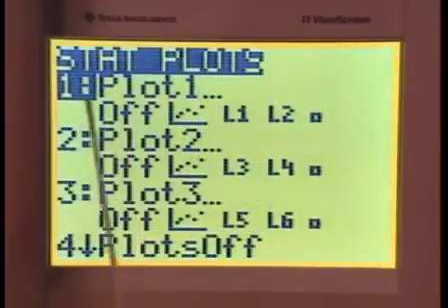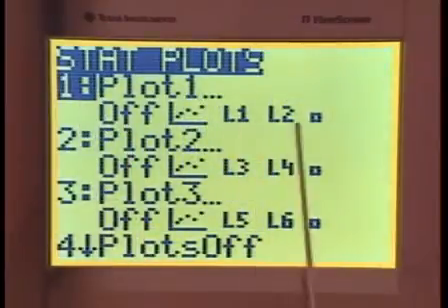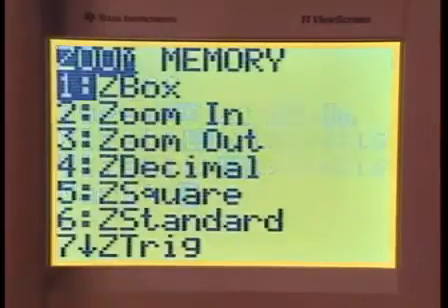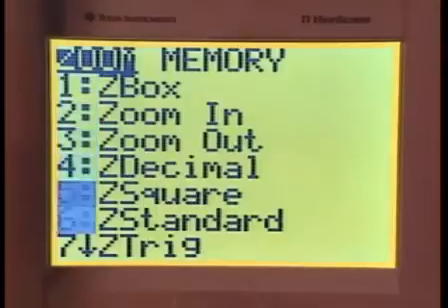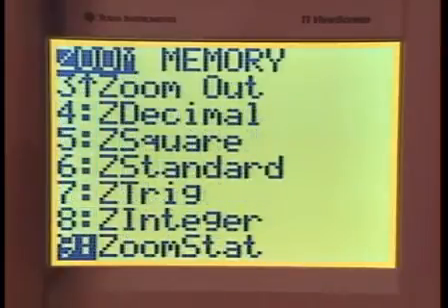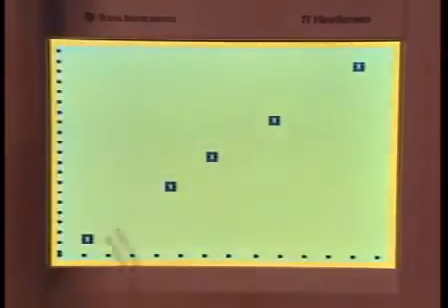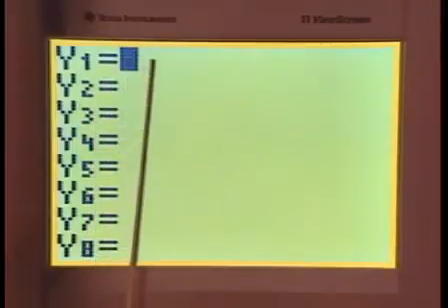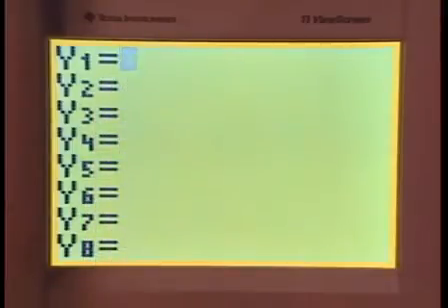So we go to stat plot 1, so we can plot L1 versus L2. Let's turn that on. Now we go to zoom. We've visited this several times. Zoom stat, and there are our points. Now this is the relationship we found with a slope of 3.1519.